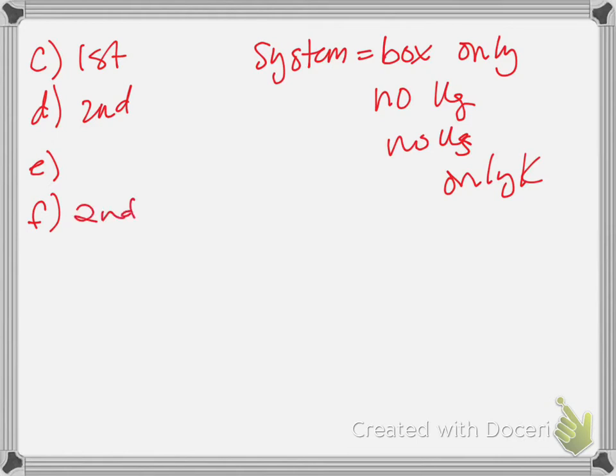I'm going to jump ahead to F there. Let's look at, the first statement is wrong. Let's look at the second statement. When the block is on the ramp, the mechanical energy of the system decreases because the box slows down. That is correct. Okay, remember the system is just the box.